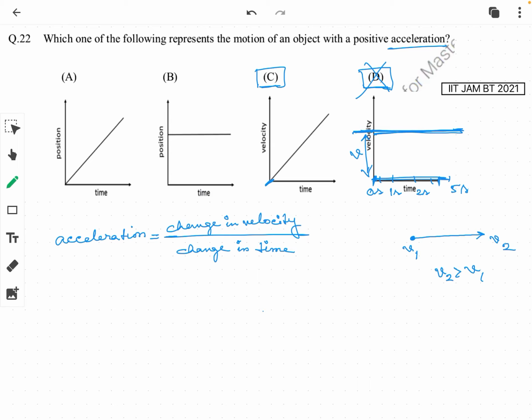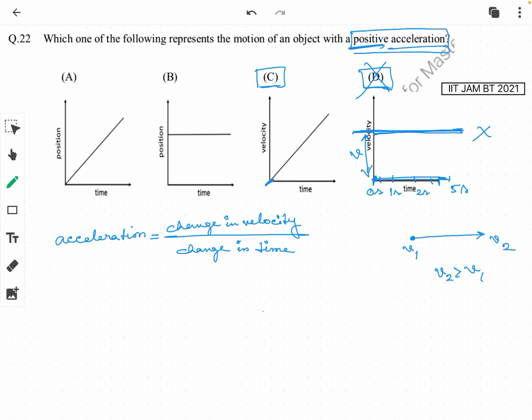Because we know when an object is moving with a positive acceleration, its velocity increases with time. So this is not the graph we need. If it was negative acceleration, that means it was retardation or deceleration, for that the velocity decreases. So it's not the case. We need positive acceleration, right?